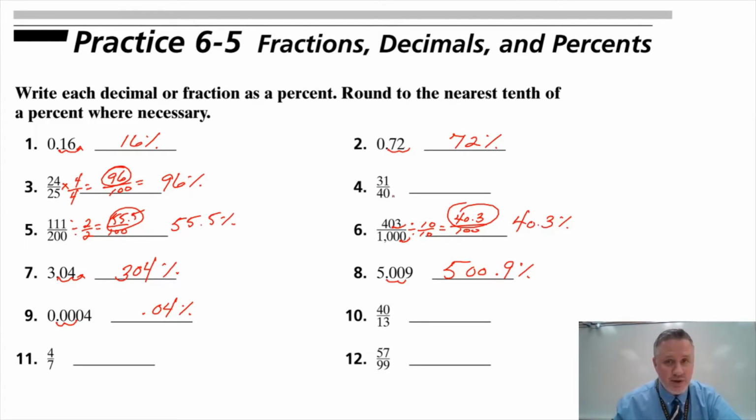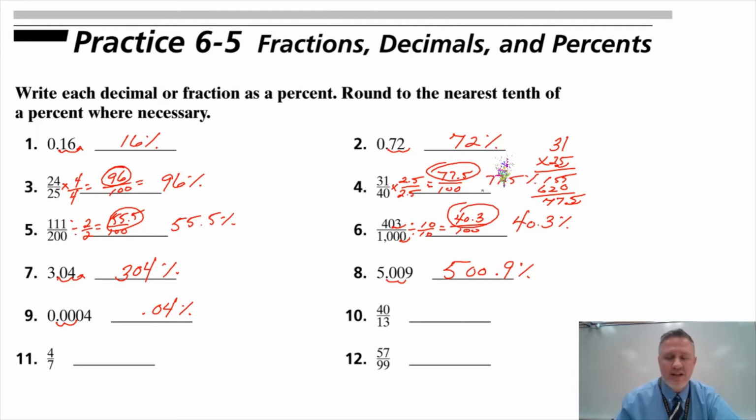Next one, over 40. I can actually turn that into 100 by multiplying by 2.5. 2.5 times larger of 40 will give me 100. So if I do on the side 31 times 2.5, remember, I ignore the decimals. We just did this in the last section. I'm going to do it quickly. I wind up getting 775. But remember, it's 2.5. So since I'm in one place here, I've got to go in one place here. So it's 77.5 out of 100. There's the percent, 77.5%. So that one was a little tricky.